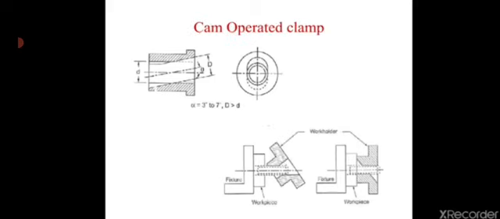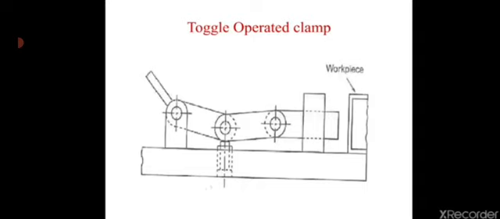Next type of clamp is cam operated clamp. In cam operated clamp, there are again two types. One is toggle operated clamp. Here you can see the toggle operated clamp.